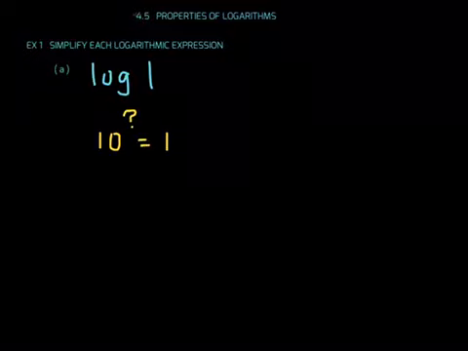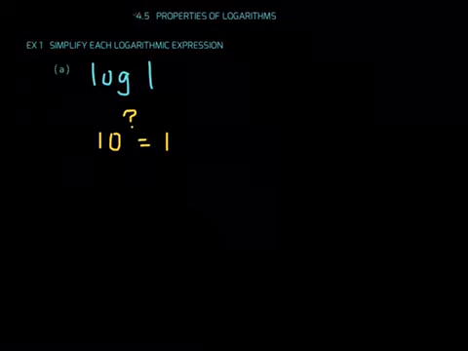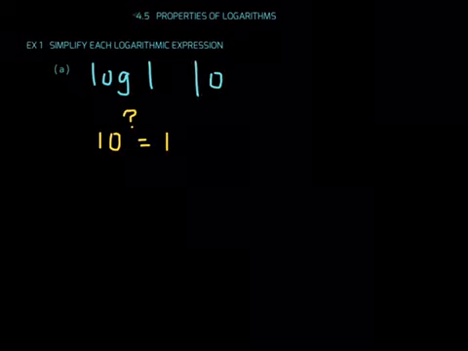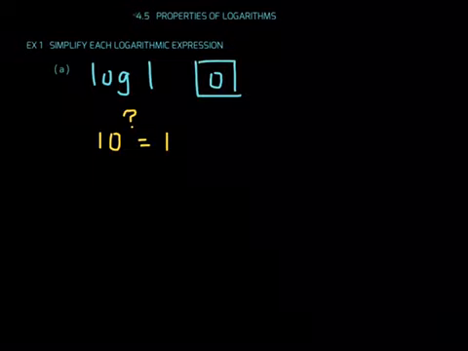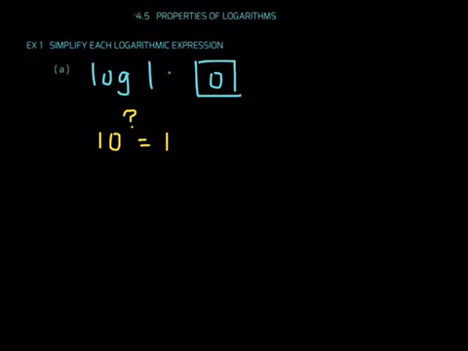So let me ask you this. What would you raise 10 to in order to get 1? If you answered 0, you are correct. So then the answer here is 0. 0 is the exponent to which you raise 10 to get 1. Log of 1 is 0. Cool. Let's look at another one.